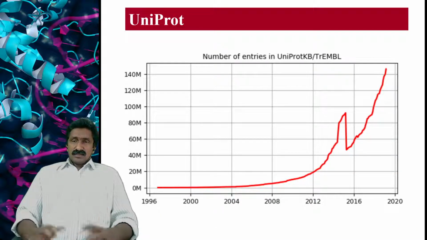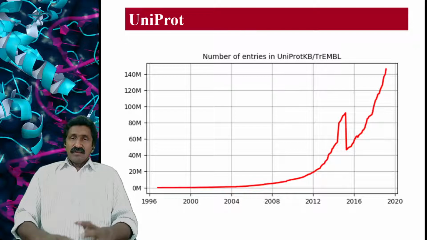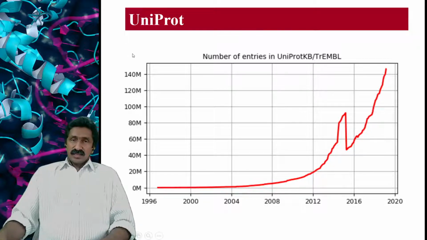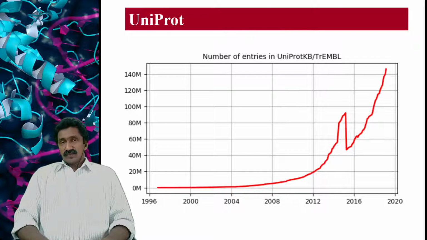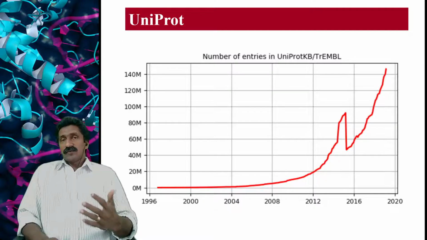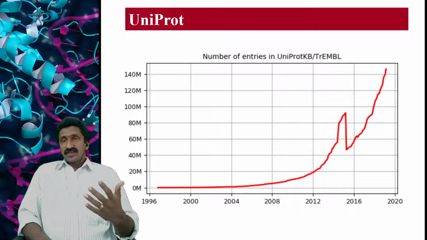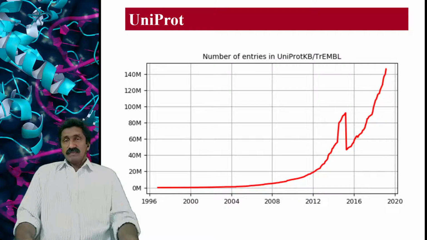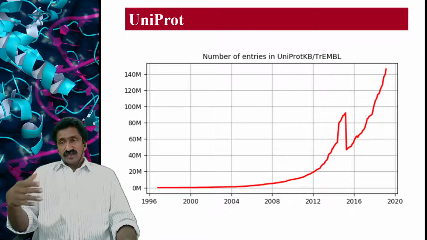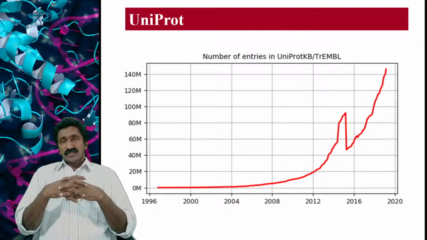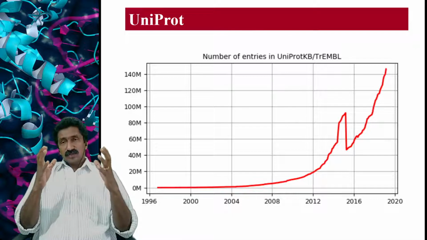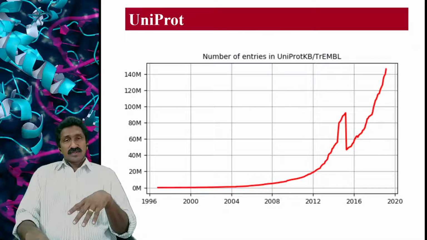And this is some statistics related to the number of entries present in Uniprot. You can see that by 2019, more than 140 million entries were there. 140 million is 14 crores of sequence entries in the Uniprot KB database. During the last 2 years, it might have grown further. So that is the actual capacity or size of the Uniprot database.